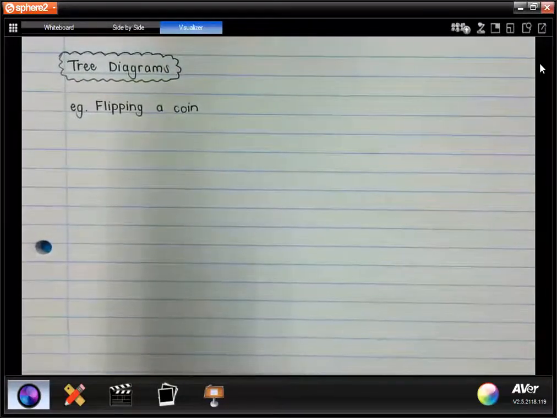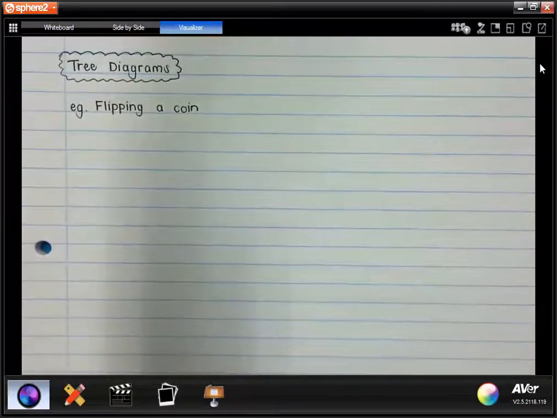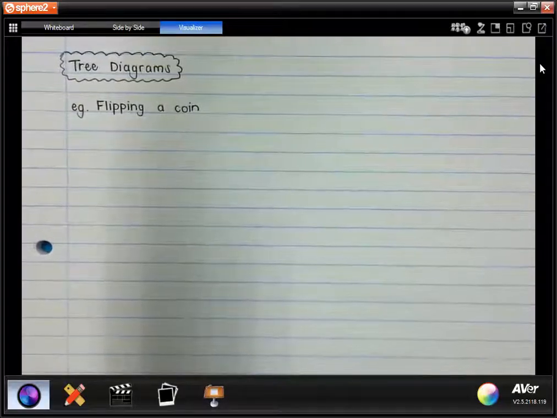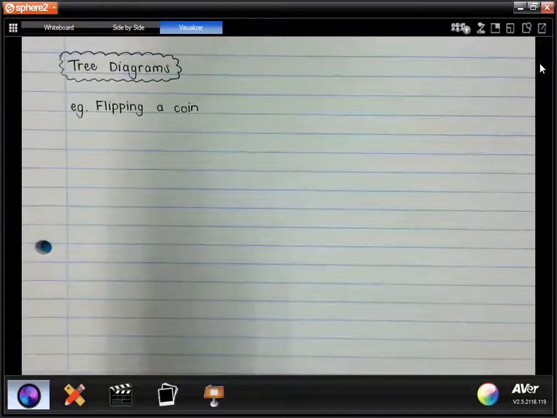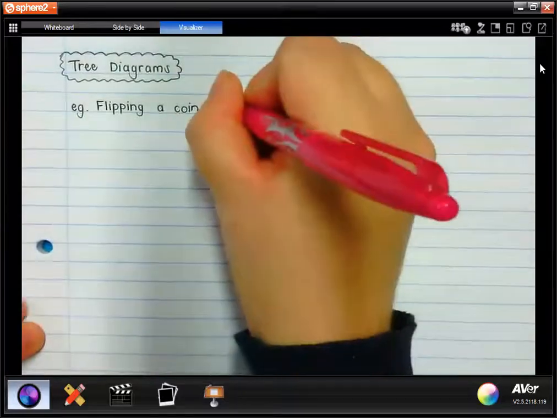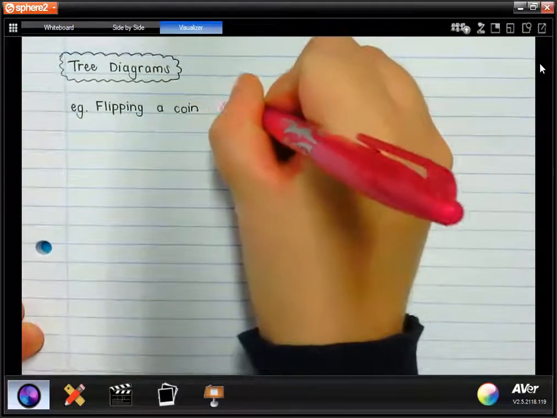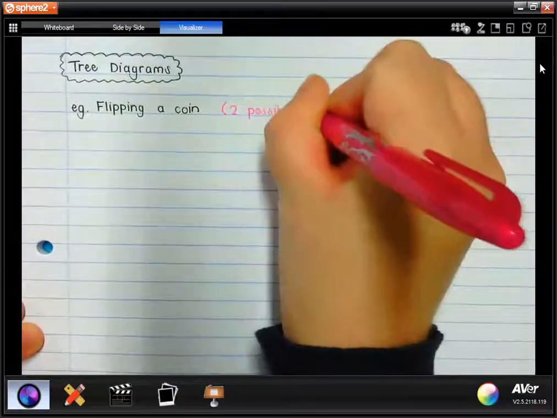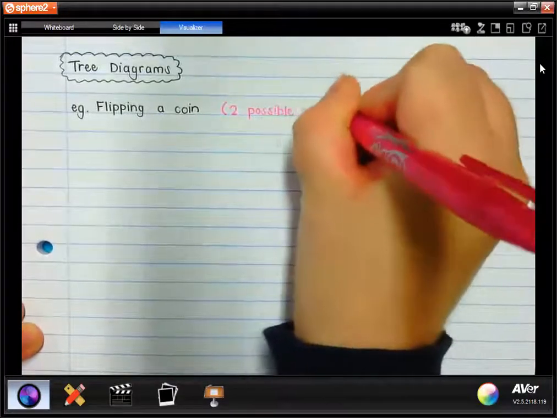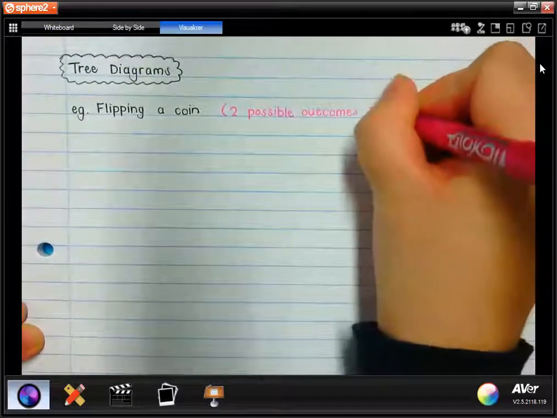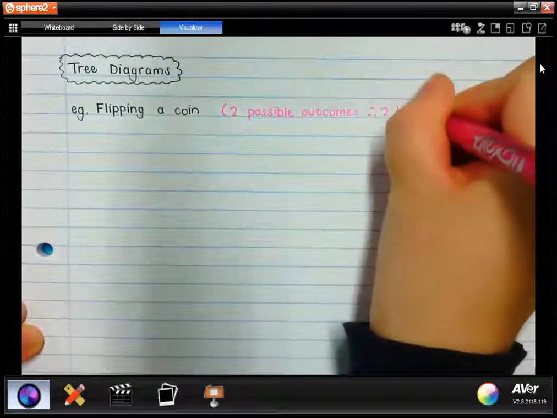Okay, now when you are asked to draw a tree diagram, you need to ask yourself how many possible outcomes are there, all right? How many things can happen? When we're flipping a coin, it will either land on heads or tails, right? Okay, so we have two possible outcomes. Therefore, we are going to draw two branches.